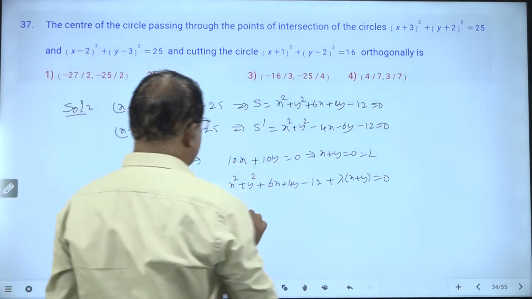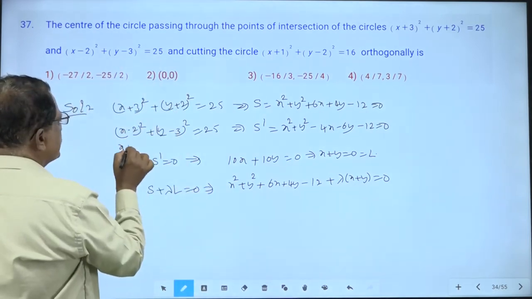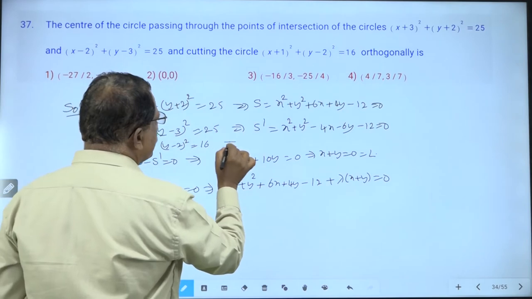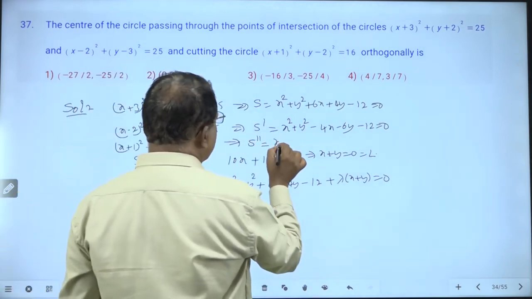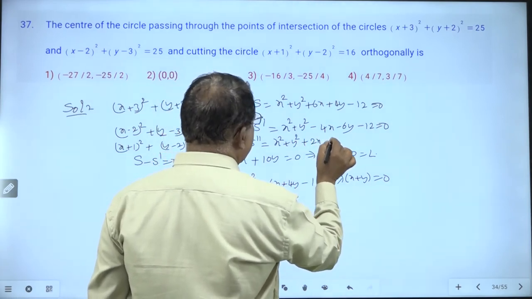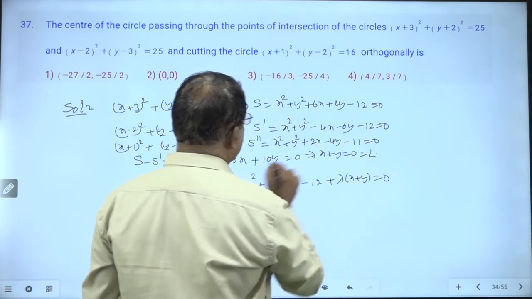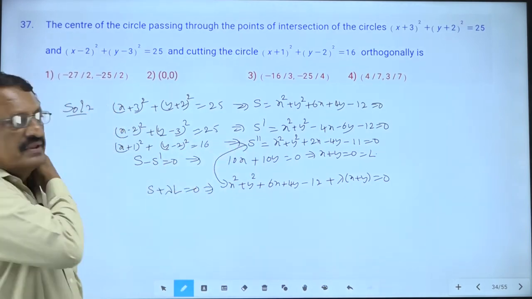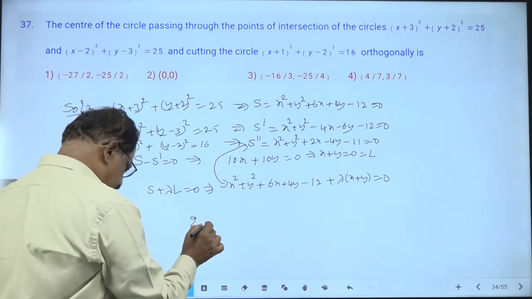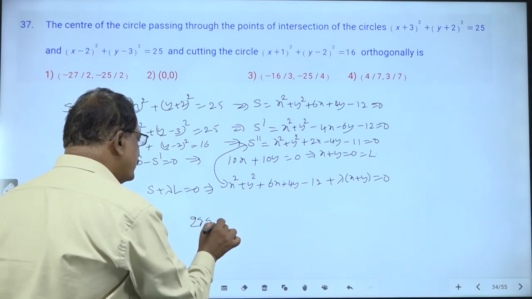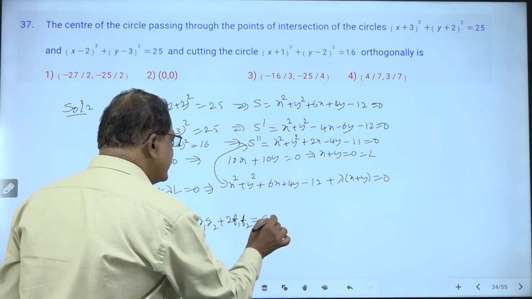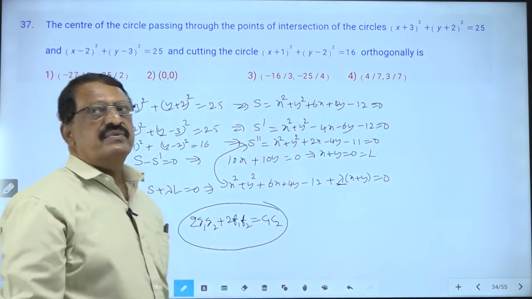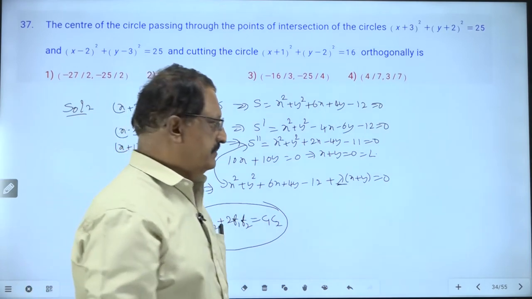But this circle and the third circle, consider S''. The third circle equation is (x+1)^2 + (y-2)^2 = 16. Further simplifying, S'' = x^2 + y^2 + 2x - 4y - 11 = 0. These two circles are orthogonal to each other. Use the condition 2g1g2 + 2f1f2 = c1 + c2. We get the value of lambda. Replacing lambda, we get the equation of the circle. After that, find the center of the circle.